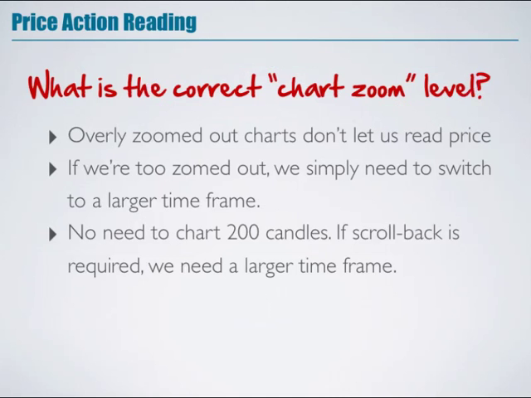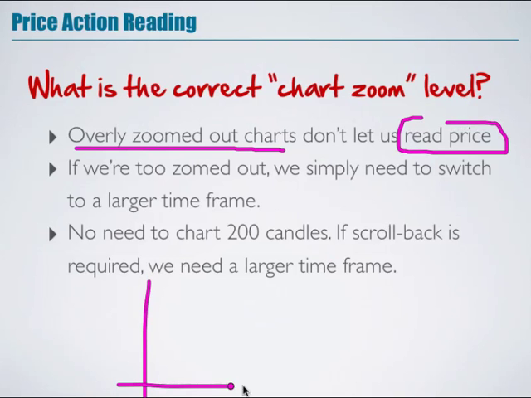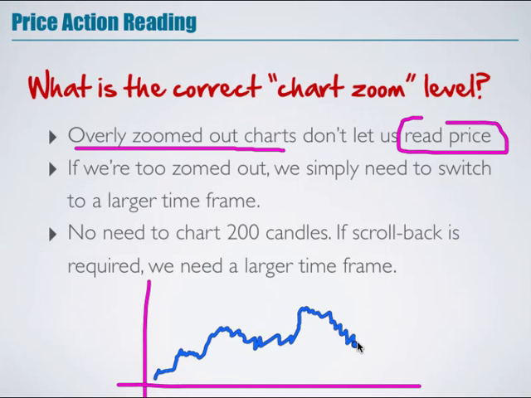The thing is that most traders don't know what the correct chart zoom level is to read price action. If you overly zoom out your charts, you won't be able to actually read price. If your individual price candles are so tightly compressed to each other that your chart looks like a line chart instead of a candle chart, and you can barely see the candles anymore, well, chances are that you are zooming out your charts too much.